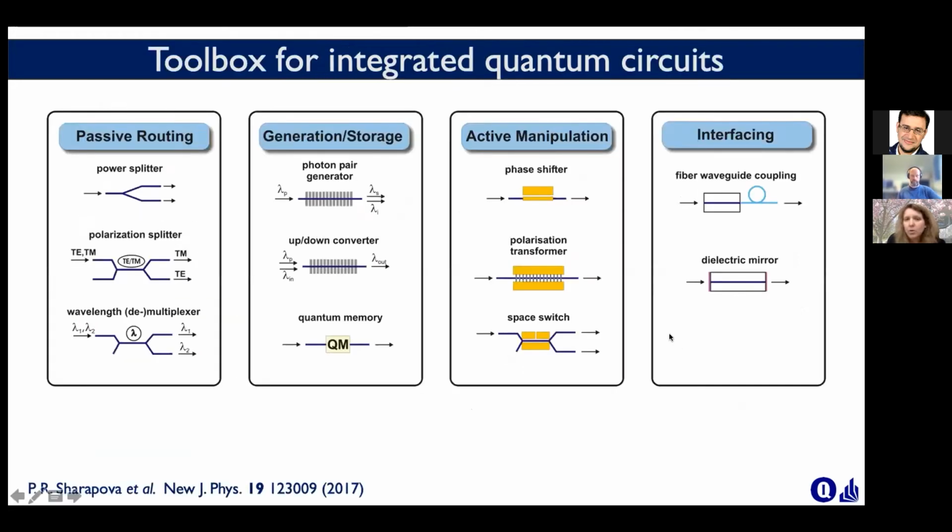Now, the toolbox for such integrated circuits based on lithium niobate is then passive routing, which you have also in this linear system.